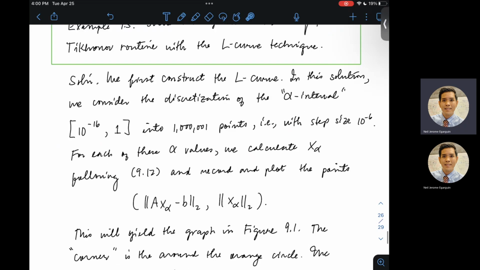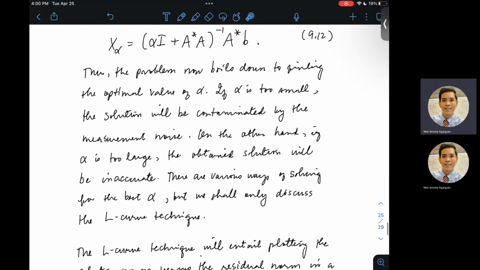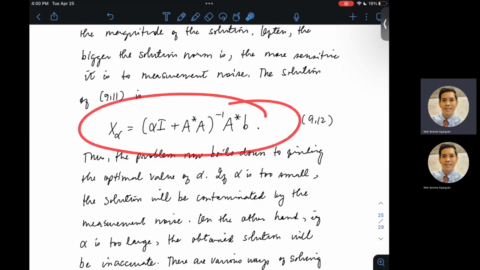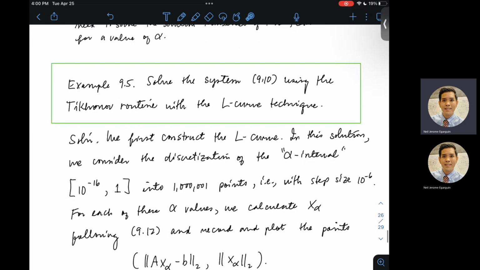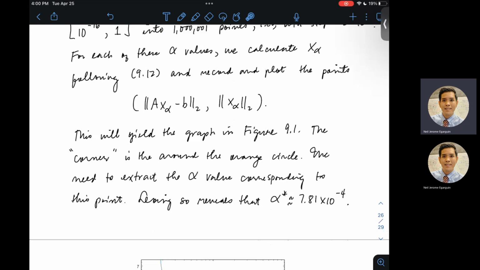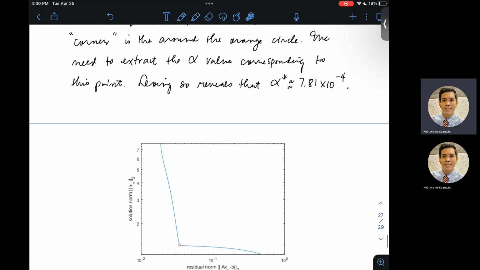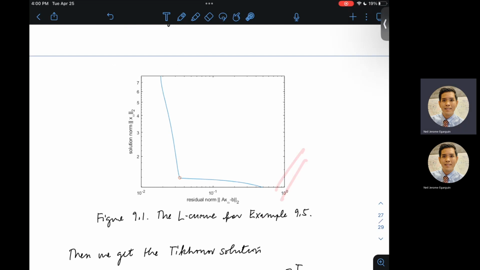Now, for each of these alpha values, so I will have 1,000,001 alpha values, I will calculate X sub alpha using formula 9.12. So I will have 1,000,001 X sub alphas. Okay. And then for each of these X sub alphas, I will construct these points. I will compute the residual. I will compute the solution norm. Okay. And then I will plot them in, say, a logarithmic plot, right? Then I'll get this L curve.